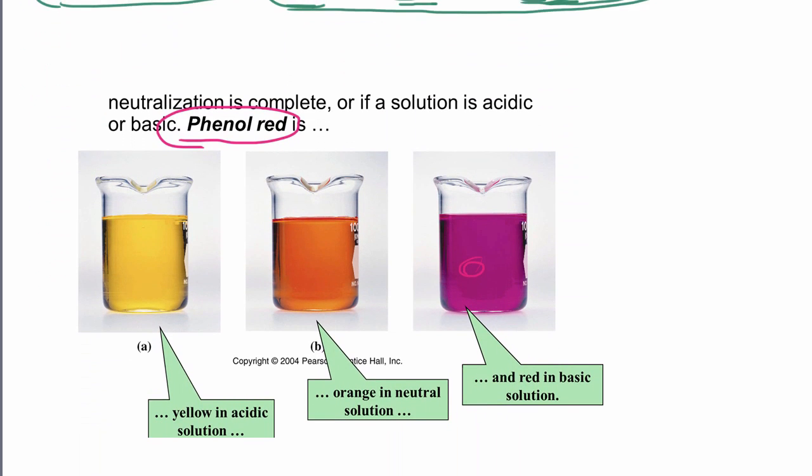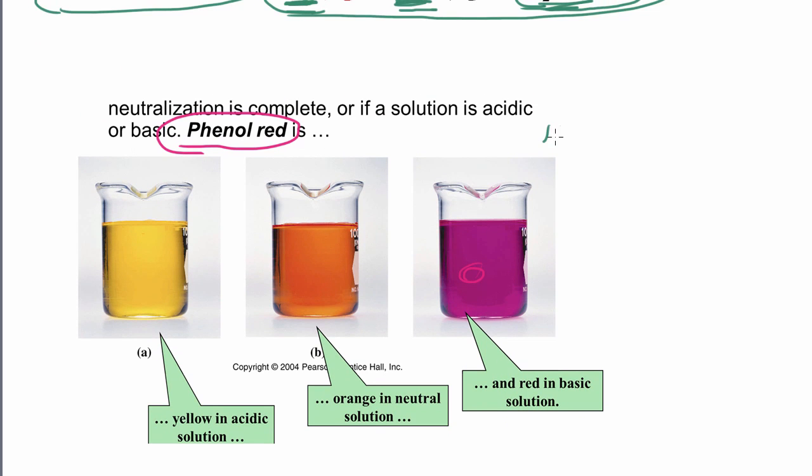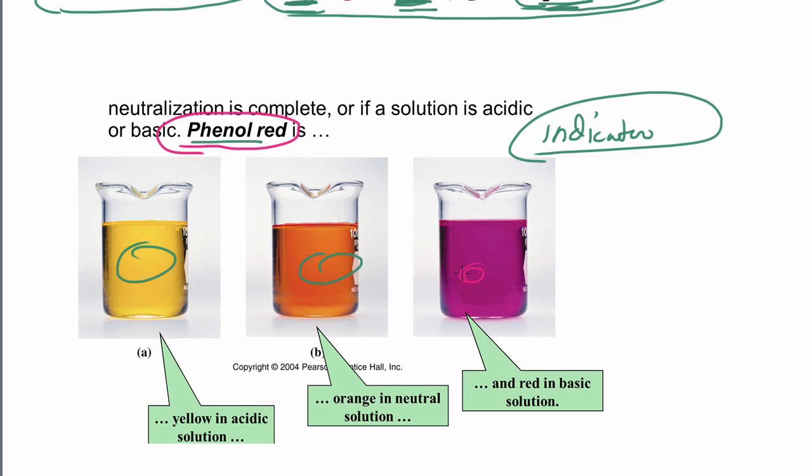Now in the lab we use indicators. These indicators are acids and bases as well, and we use them to determine whether we have an acidic, a basic, or a neutral solution. Phenol red is an indicator that is yellow in acidic solution, orange in neutral solution, and red in basic solution. Phenolphthalein is another one that you'll use in the lab. In basic solution it is this same color, and in acidic solution, it is colorless.